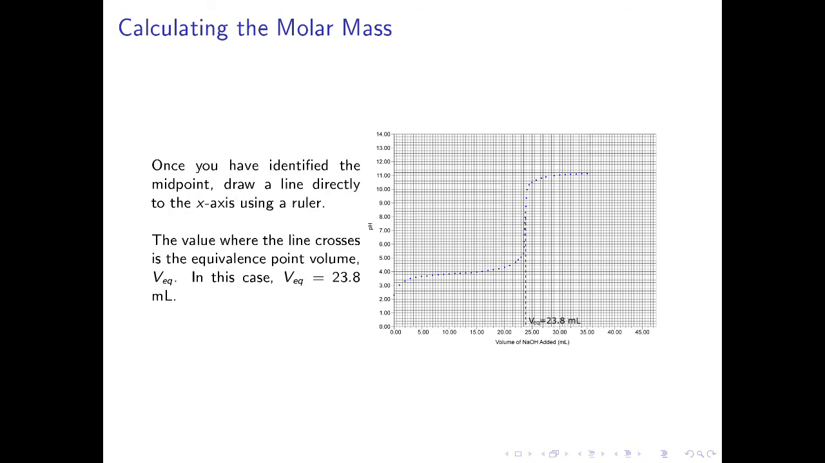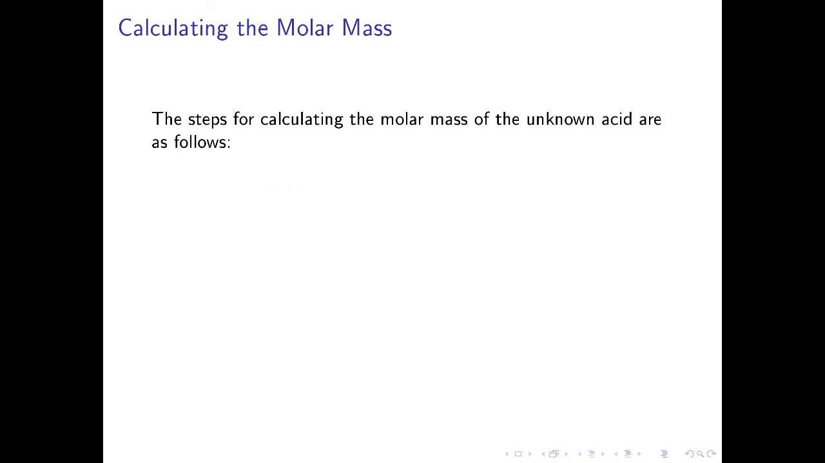Once we have identified the midpoint, we use a ruler and draw a line directly toward the x-axis. The value where the line crosses the x-axis is the equivalence point volume, or VEQ. In the case for this calculation, VEQ is equal to 23.8 milliliters. Now we can discuss the steps for calculating the molar mass of the unknown acid.